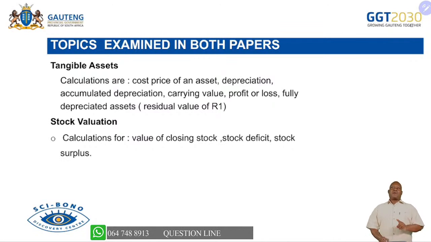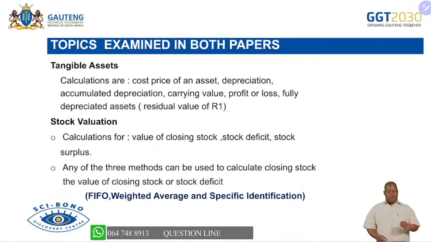But please remember, when it comes to the calculation of closing stock, there are a number of methods that we employ in the calculation of this. So we are going to be using any of those three methods that we are aware of. The three methods, which are the FIFO, the weighted average, as well as the specific identification method.